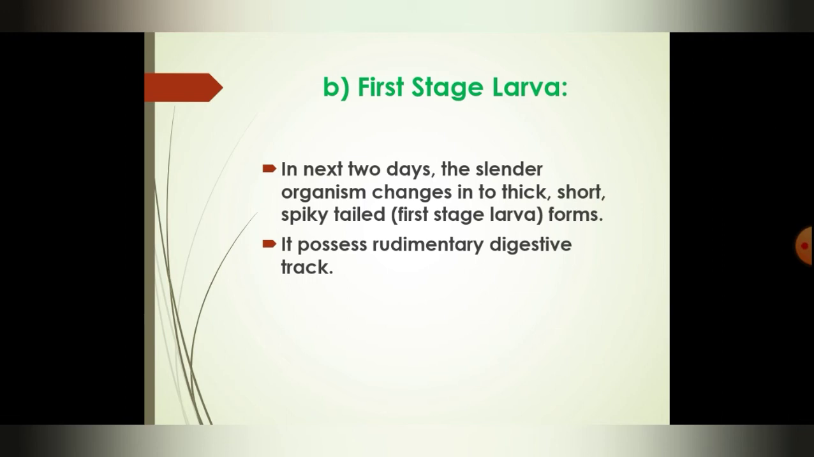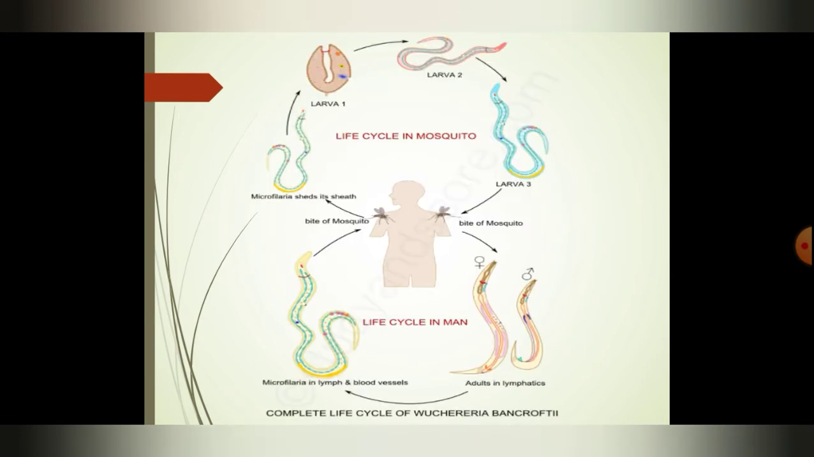Why is it rudimentary? Rudimentary means not active or not performing its function very actively. Why is it not performing? You know that it is dependent on a host for its food and shelter. It gets its nourishment directly, so there is no need of a digestive system. Here you can see the bite of the mosquito to the human, where microfilaria is taken in, and then it will turn into the first stage larva.